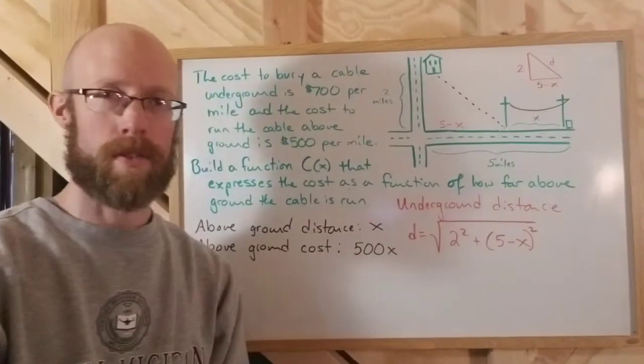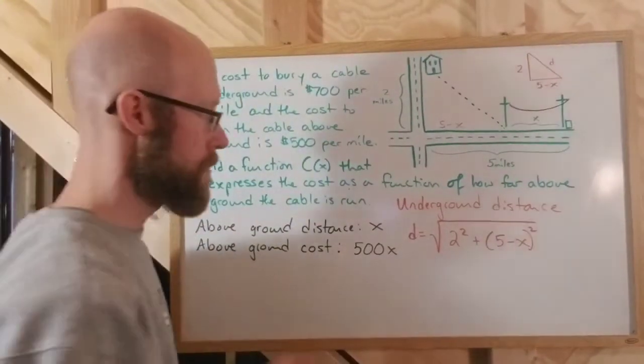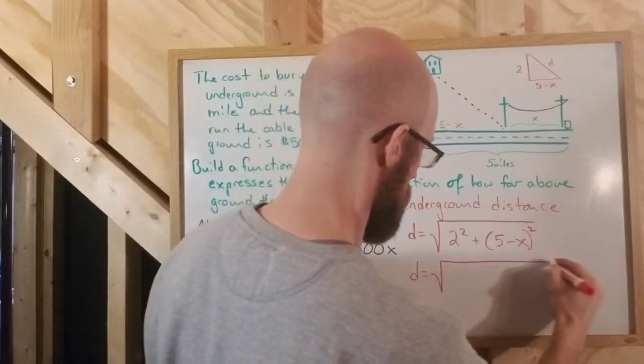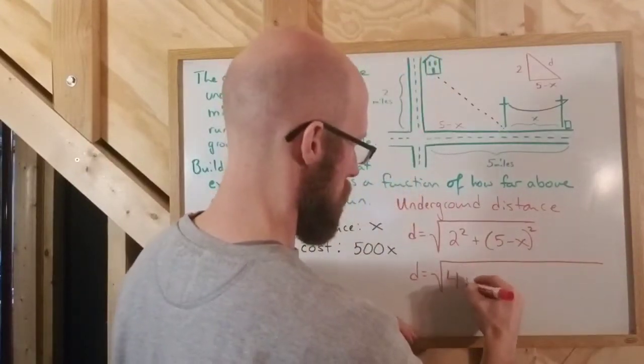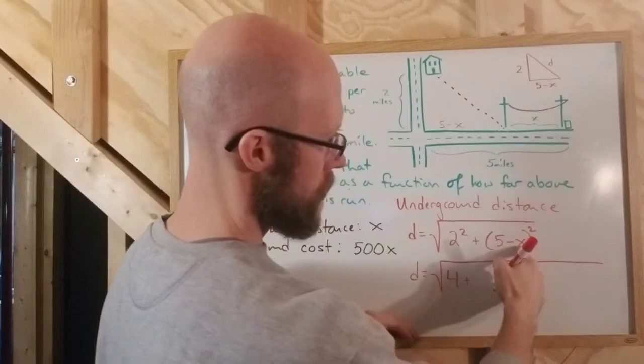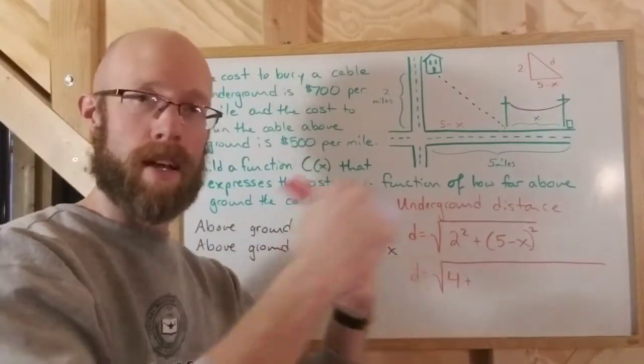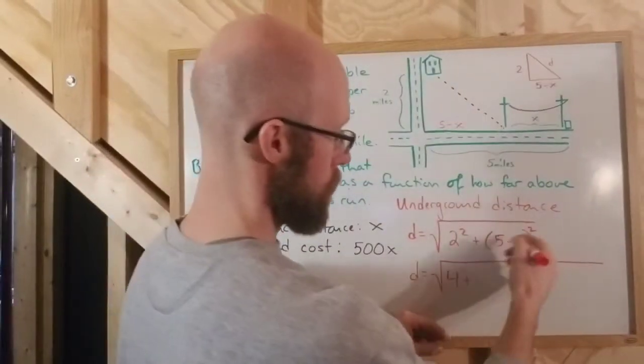That would be our distance. I could simplify that a little bit. Let's call that 4 plus, well, 5 minus x all squared. If you do 5 minus x times 5 minus x and distribute, it's a perfect square trinomial.